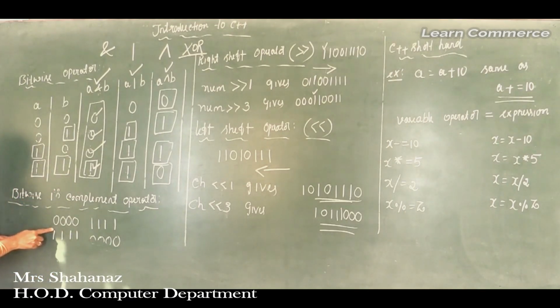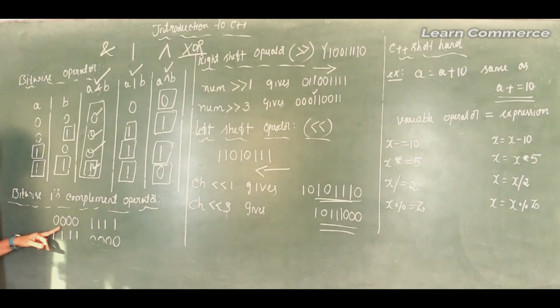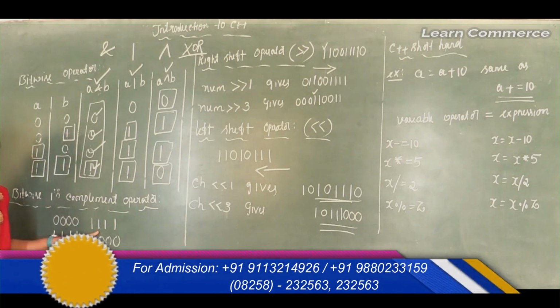So if this is the example, here I used 4 zeros, that means wherever the value 0 is there, it is going to change such a value to 1. Here 4 ones are there, so we'll give the result as 0.